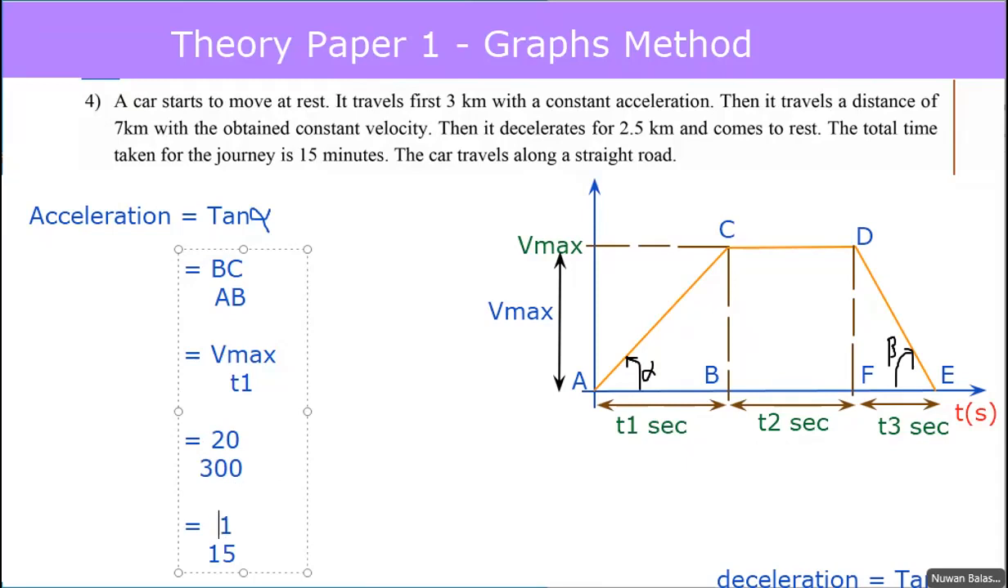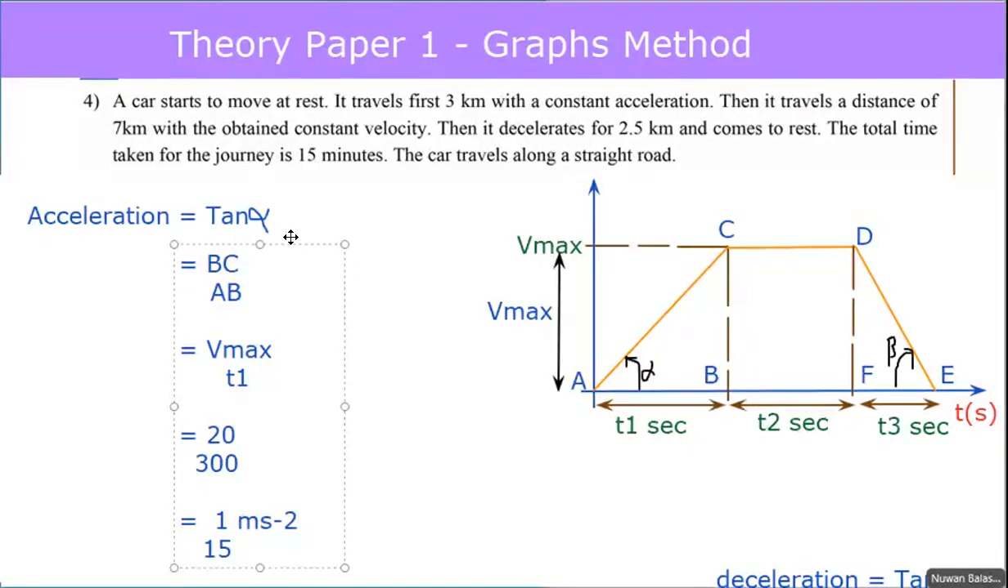So it is acceleration. What is the unit there? Do not forget the unit: ms minus 2. 1 over 15 meters per second squared. In the examination, yes, you have to do the division, but for my corrections, that's enough. Just write it there.